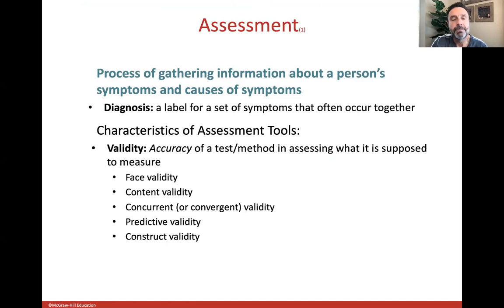Validity is the important thing. Validity is the word that we use to show the accuracy of any kind of test or method we have for assessing what we're supposed to be measuring. So is the tool we're using actually measuring depression or actually measuring anxiety? If it is, then it has some validity.